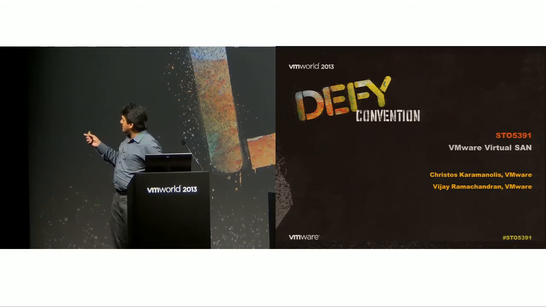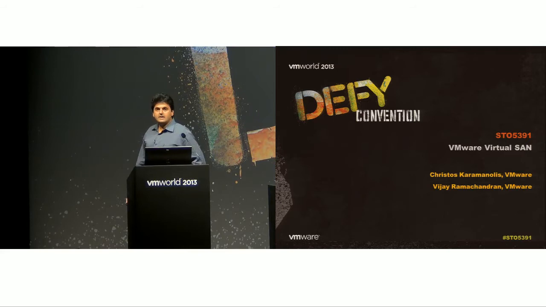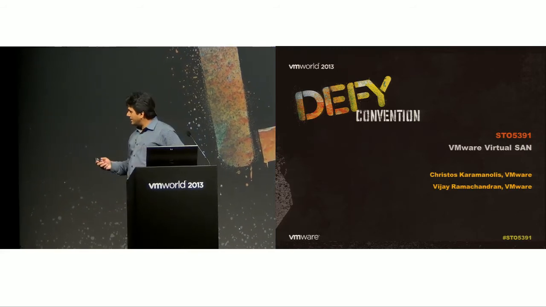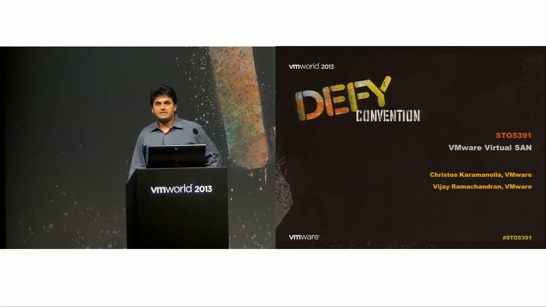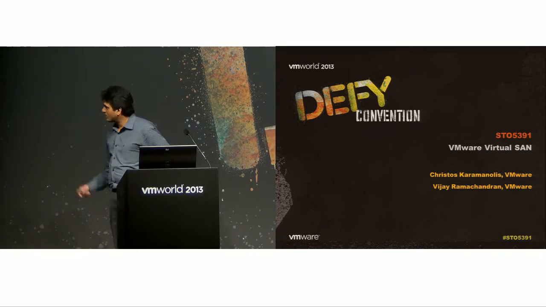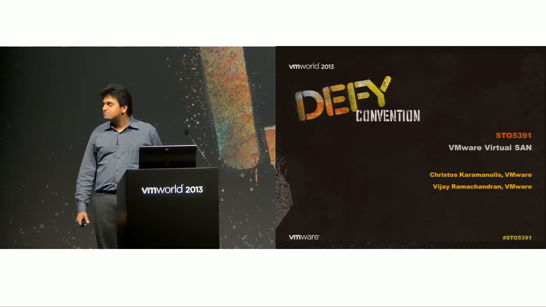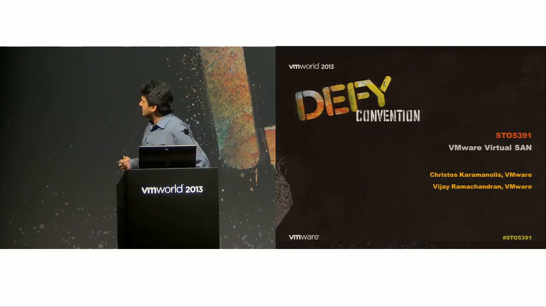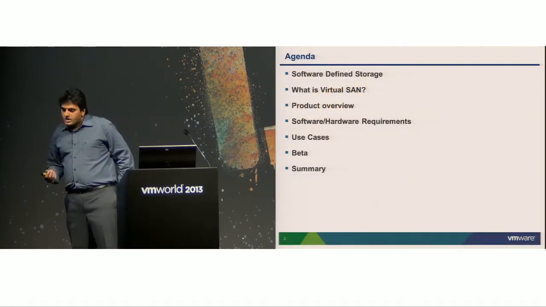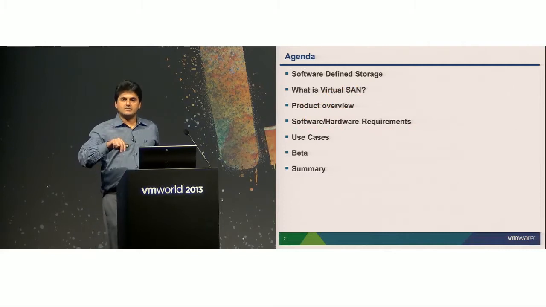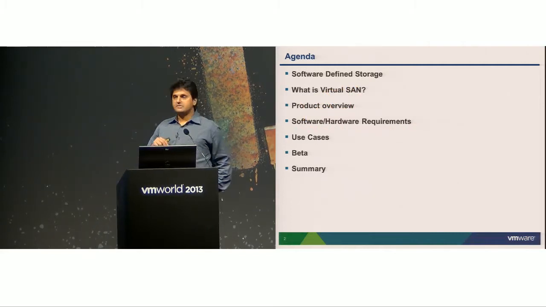My name is Vijay, right here, and I am in the product management team, storage product management team at VMware. And Christos Karmanalis, who is my colleague, he is the vSAN architect who helped develop vSAN. And the goal for today is to dig a little deeper, go under the covers, and talk about how vSAN works.